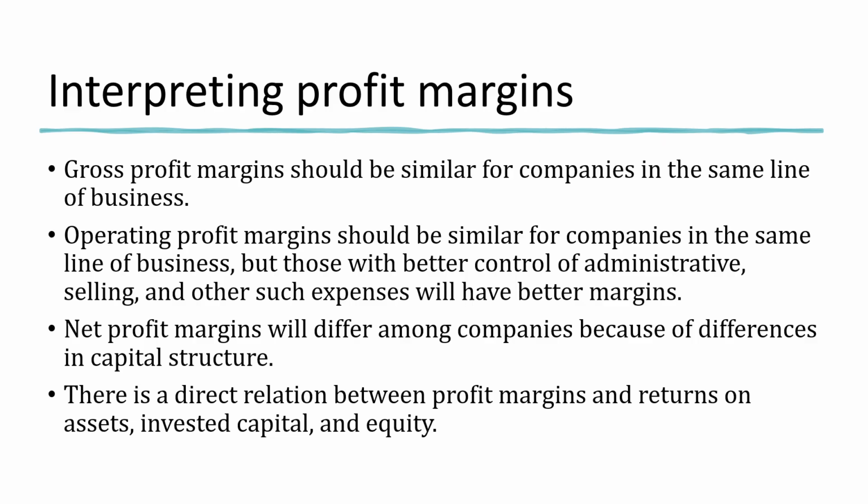And then net profit margins will differ primarily because of different capital structures. Some may use more debt than others. Well, with debt, you have an interest expense. That interest expense will make a difference between operating profit and net profit. And so that makes a big difference, and therefore when we compare companies and look at net profit margins, we're going to see some differences solely based on differences in how they choose to finance the firm. Now, there is a relationship between profit margins and returns on assets, returns on invested capital, and returns on equity.